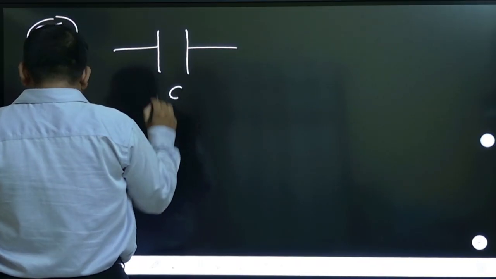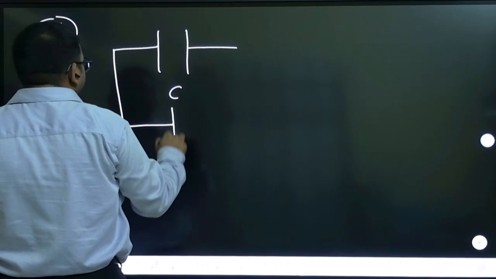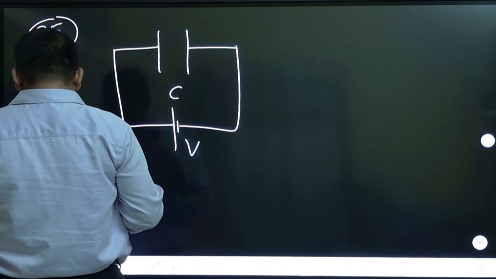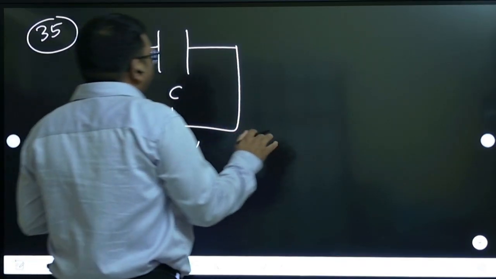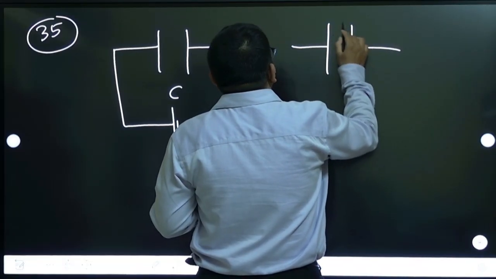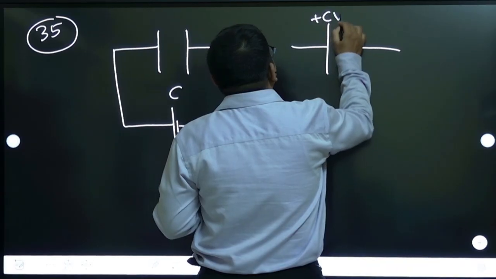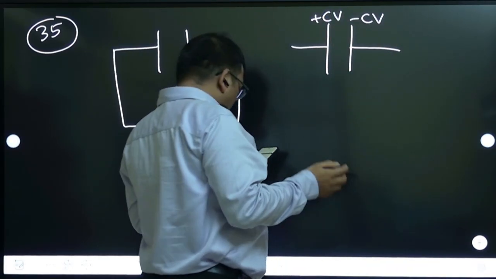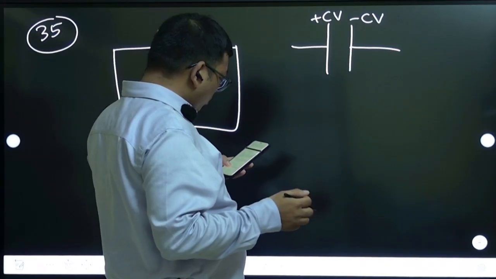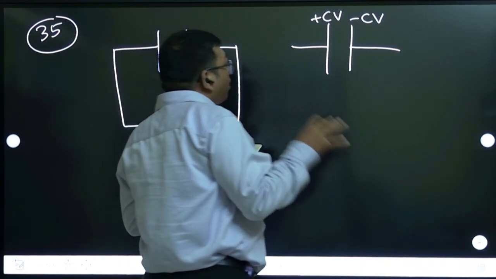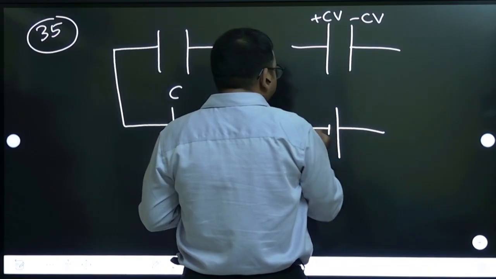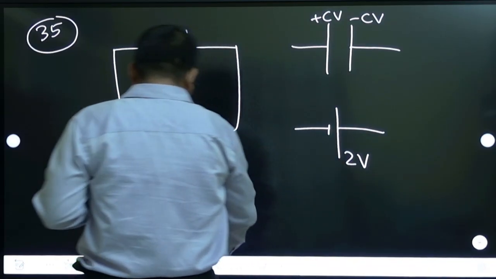The capacitor is C and it is charged with a battery of voltage V. After charging, you have disconnected it, so no charge will leak, and plus CV, minus CV charge will be there. Then it is connected to a battery of 2V volt with opposite polarity. This time we are connecting with an opposite polarity battery.